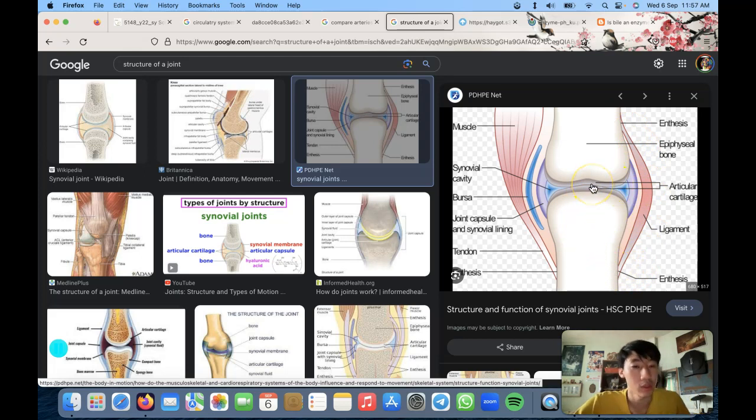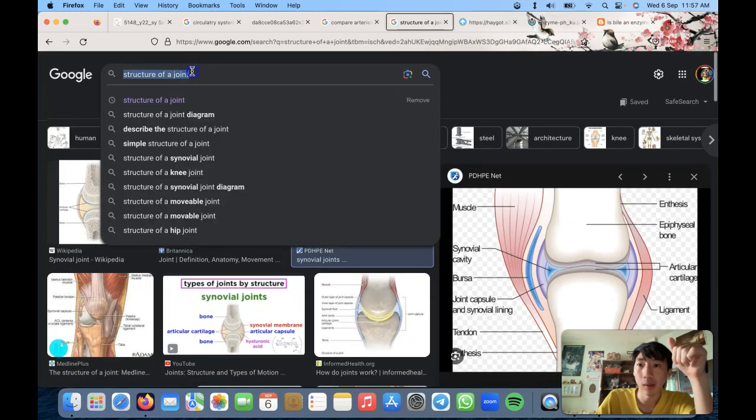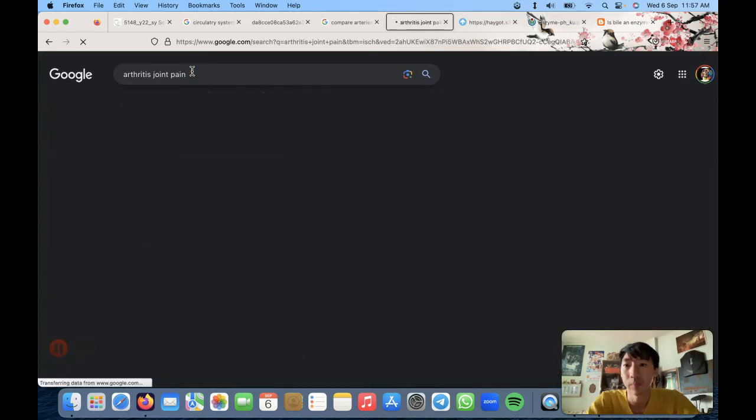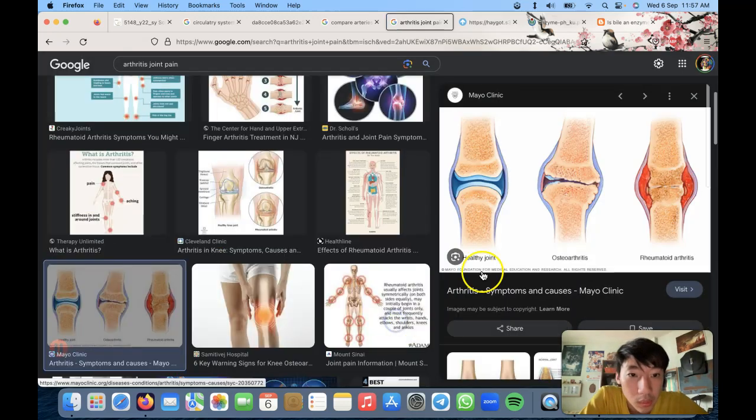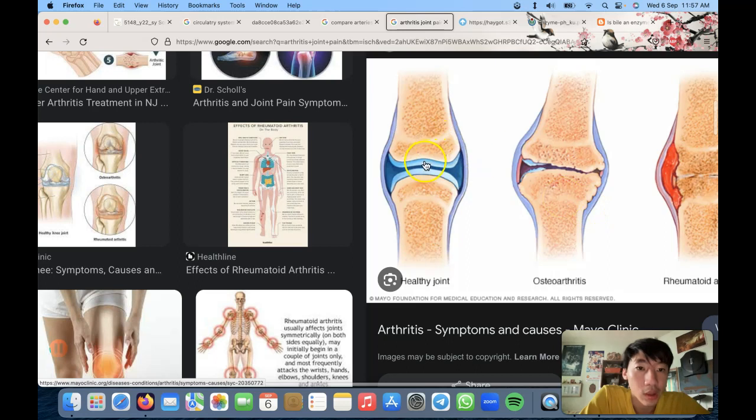Then we have the cartilage. The cartilage is a hard and flexible tissue that protects your bones as they rub against each other, so it reduces the friction between your bones. But if the cartilage gets worn out, that's where you get the problem of arthritis. As you can see here, a healthy joint has a layer of cartilage. But when there's arthritis, the cartilage is worn off, and therefore the bones are rubbing against each other. Imagine how painful that would be.